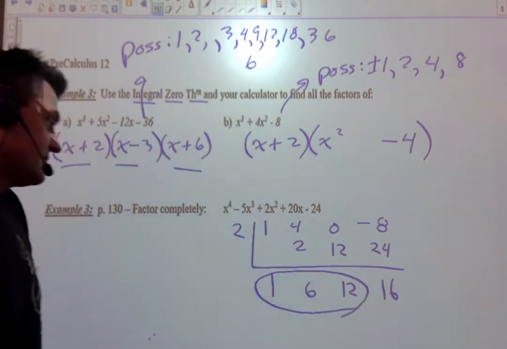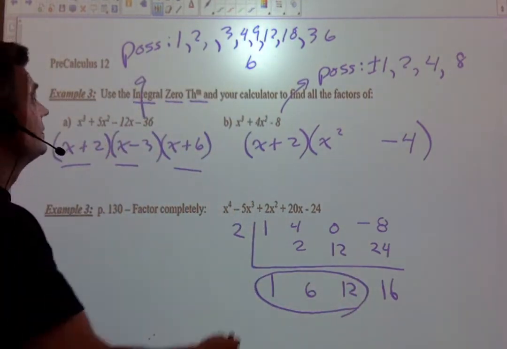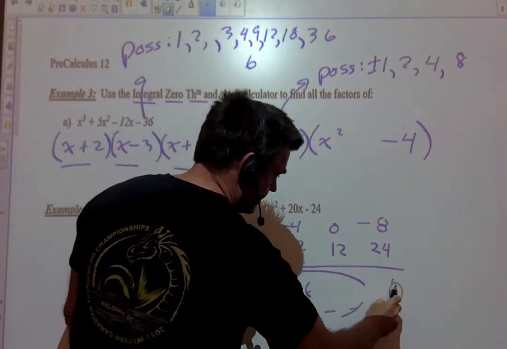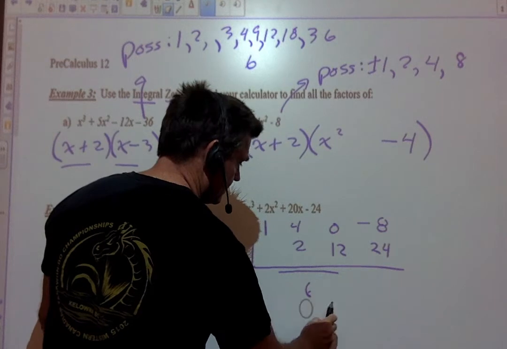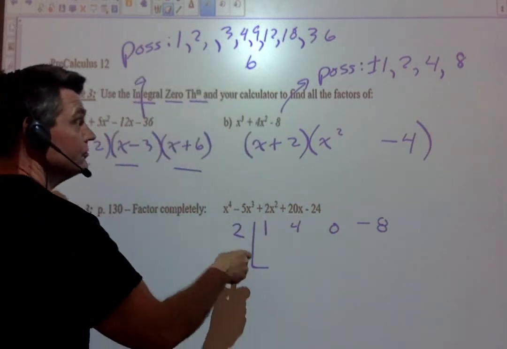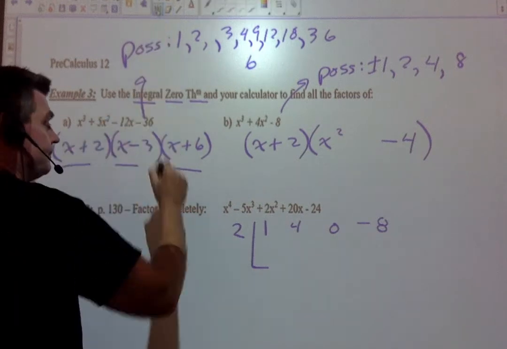Hang on, I messed up somewhere here. It's got to be 0. Can't be that. Let's double check this. Remember, this is a good check. This is how you know if something's a factor.